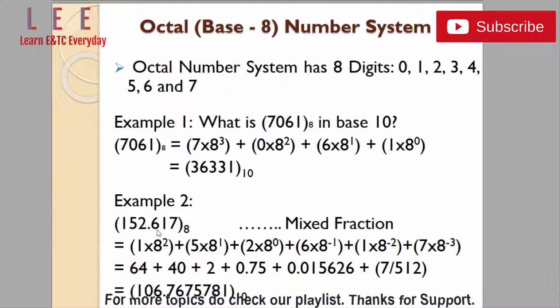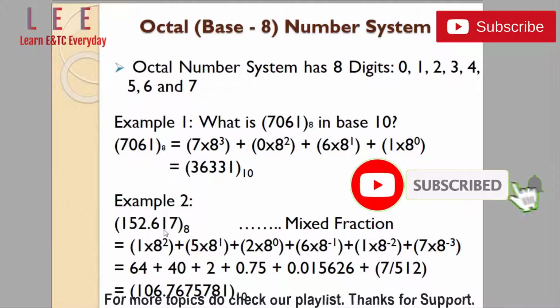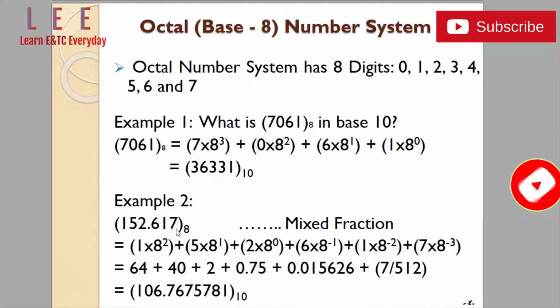How can 6 be represented? 8 to the power minus 1. The 1 can be represented as 8 to the power minus 2. 7 can be represented as 8 to the power minus 3. By using a calculator, we can solve this, and the number which we get is a decimal number.